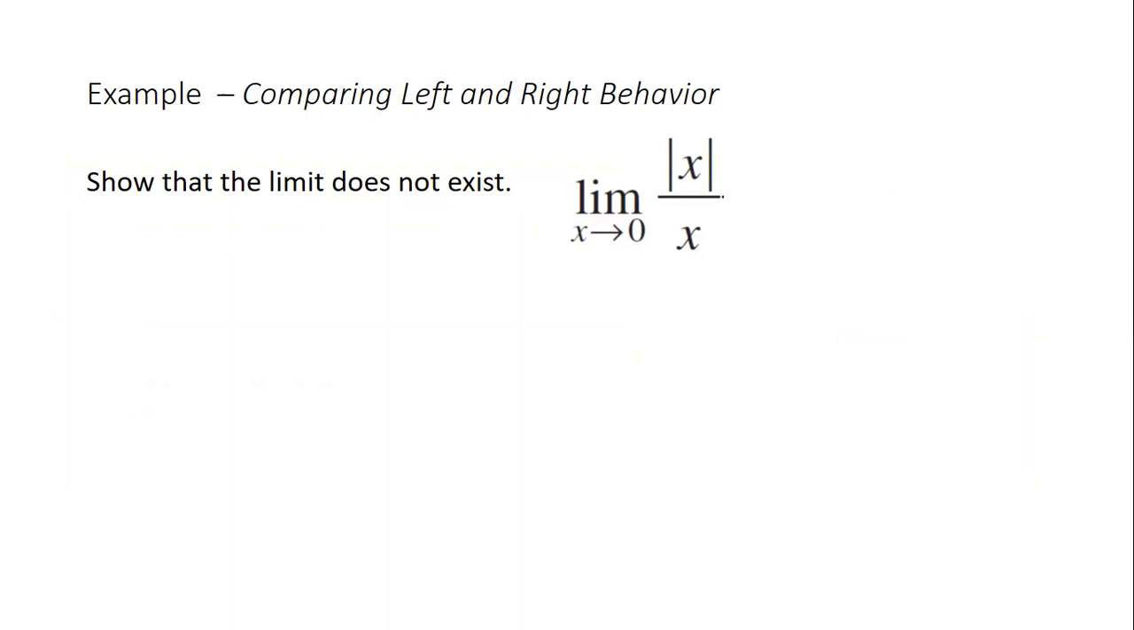So the limit as x goes to 0 of the absolute value of x divided by x. First off, we know the value doesn't exist, right? Why does the value not exist? Why can't I let x be 0 in this problem, like if it was just a regular function? Exactly. We know that f of 0 is undefined, and that's because it would be a 0 in the denominator.